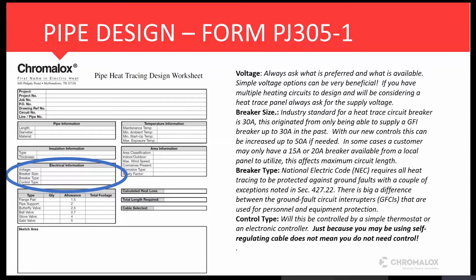Breaker type. This is a question that is not asked enough. National Electric Code in Article 427 requires ground fault for all electric heat trace.